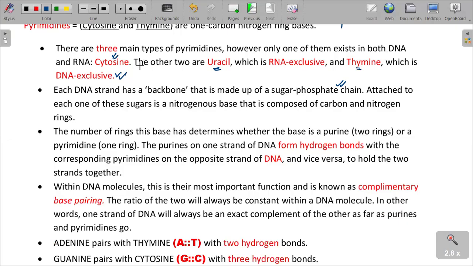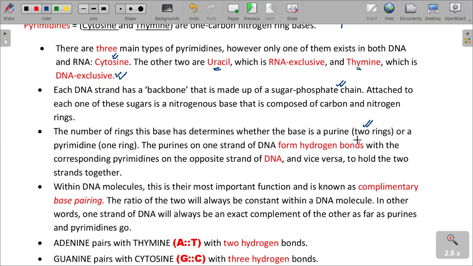Having said that, we need to understand again that the number of rings in a base determines whether the base is a purine, which has two rings, or a pyrimidine, which has one ring. So the purine on one strand of DNA forms hydrogen bonds with the corresponding pyrimidine on the opposite strand of the DNA, and vice versa, to hold the two strands together.